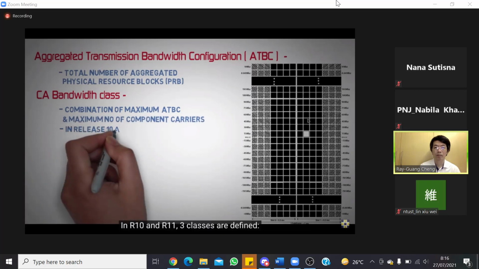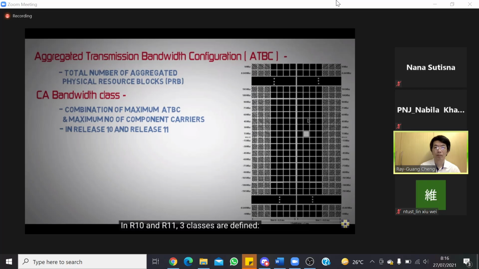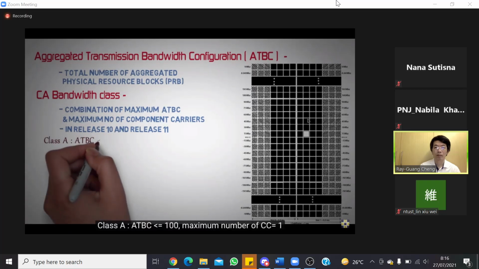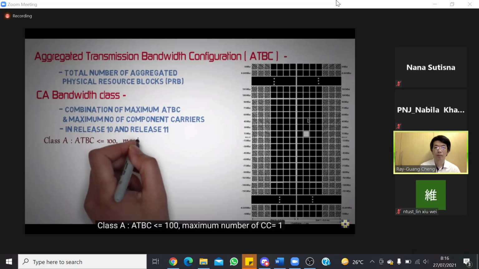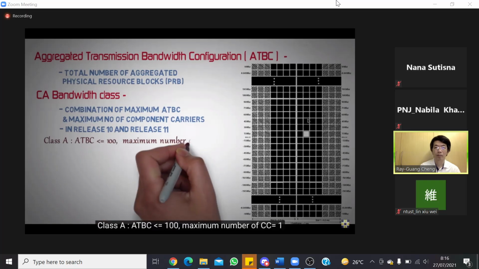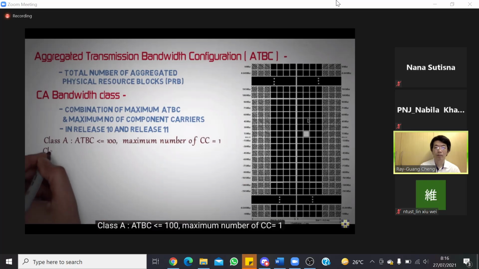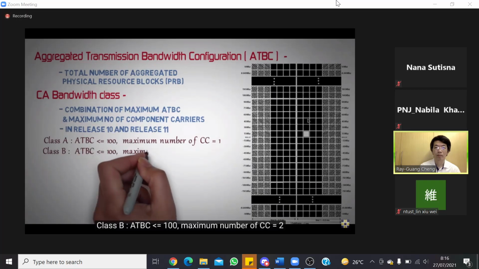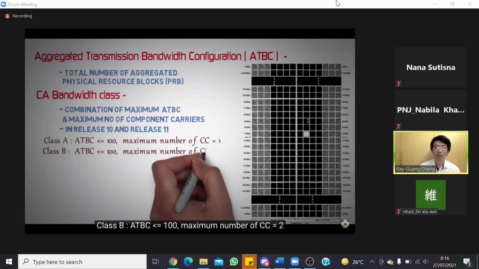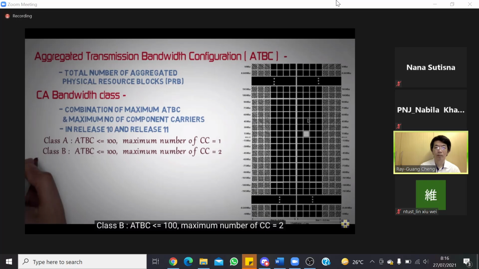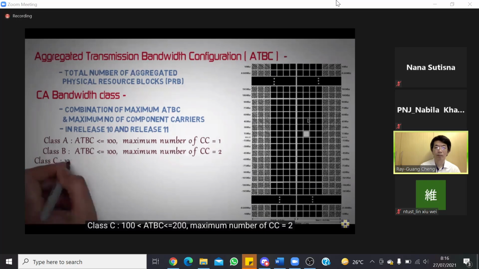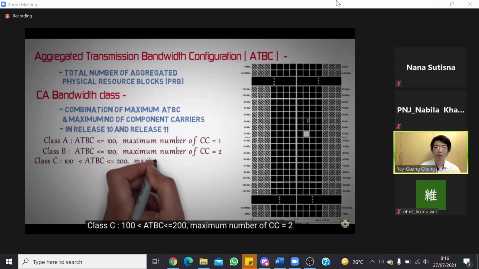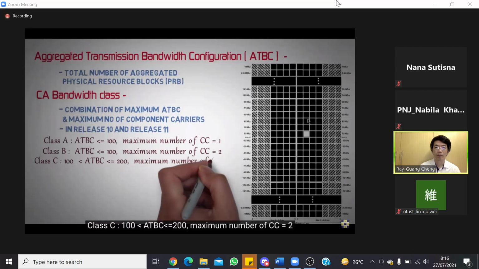In release 10 and release 11, three classes are defined. Class A has ATBC less than 100 and maximum number of component carriers equal to 1. Class B has ATBC less than 100 but maximum number of component carriers is 2. Class C has ATBC ranging from 100 to 200 and maximum number of component carriers is 2.